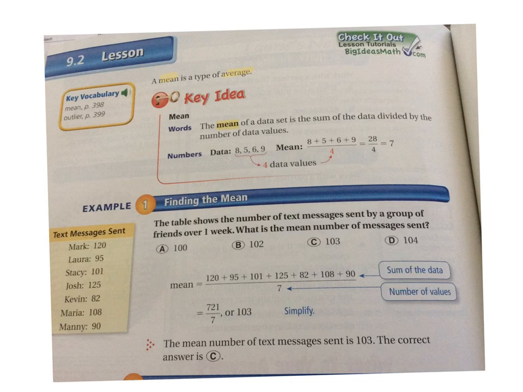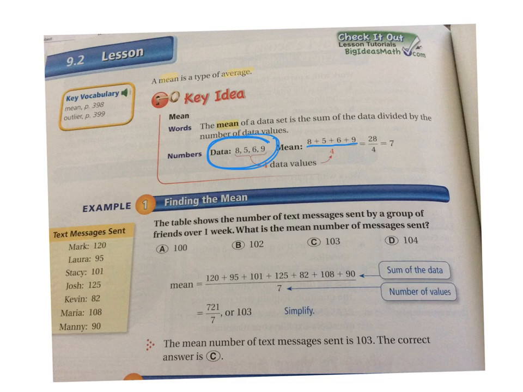And to find the mean, or to find the average, you add all of the data in the set and you divide by the number of data values. So for example, if our data set was 8, 5, 6, and 9, we would add 8, 5, 6, and 9 and then divide by 4. So 8 plus 5 plus 6 plus 9 is 28, divided by 4 is 7. And we divided by 4 because there were 4 data values in that set.